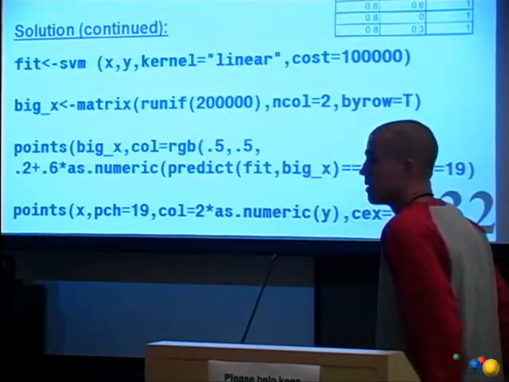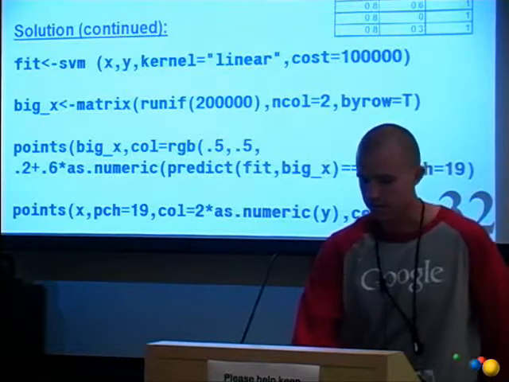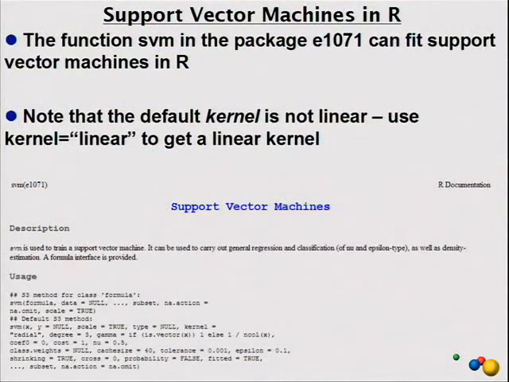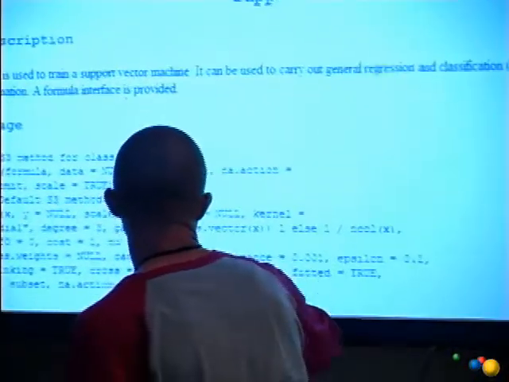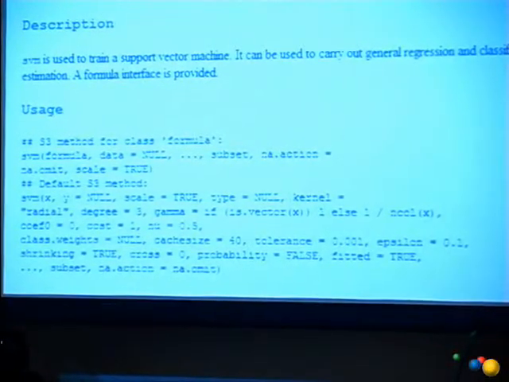Does this method have some kind of convergence tolerance? Yeah, if you look in the help, I think it's probably the tolerance, either the tolerance or the epsilon or some combination of both. So you can specify how much you want.